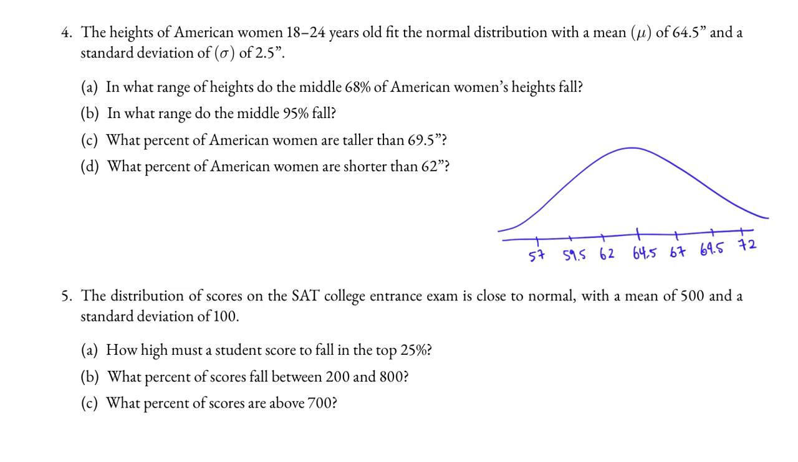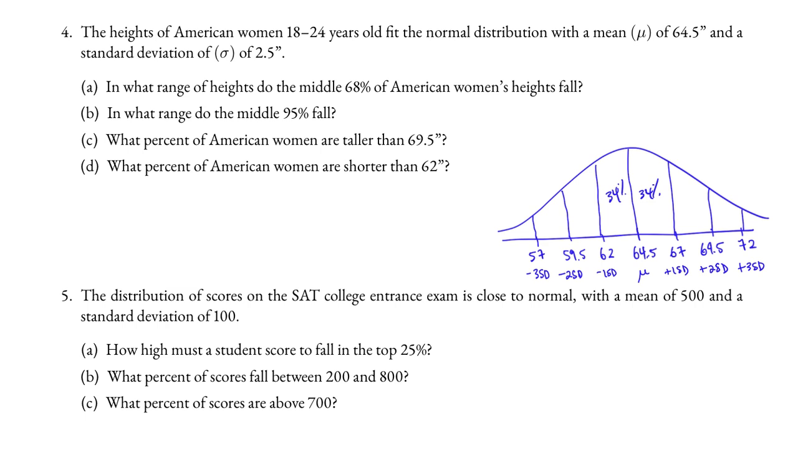Keep in mind that we start with the mean mu in the middle. We add 1 standard deviation, 2 standard deviations, 3 standard deviations to the right, and subtract 1 standard deviation, 2 standard deviations, 3 standard deviations on the left. Now, what range of heights do the middle 68% of American women's heights fall in? Keep in mind that we broke down the pieces for the 1, 2, 3 standard deviations away from the mean, and we have the percentages of these pieces.